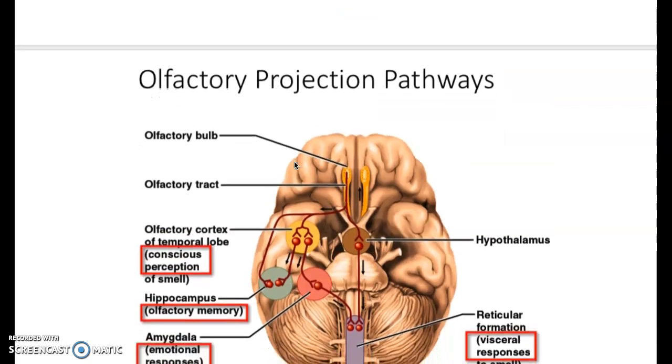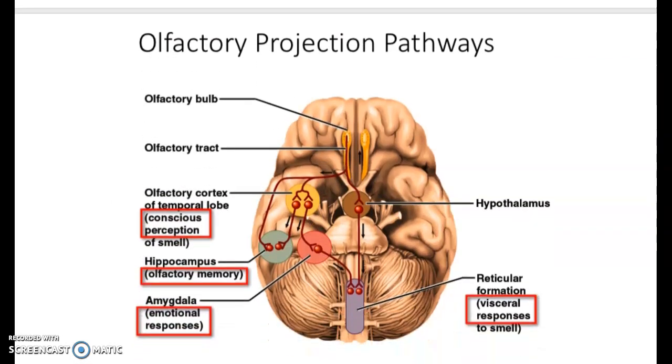Okay, so you can see that here. And this is the olfactory bulb. Parts of it go to the hypothalamus. Parts of it go down into the reticular formation to the brainstem, and then other pathways go to the temporal lobe and the hippocampus and the amygdala here.